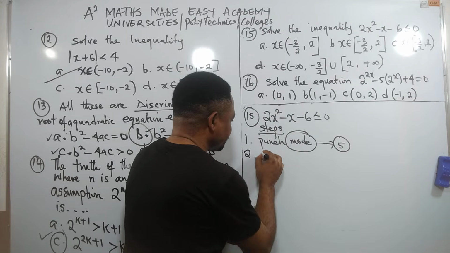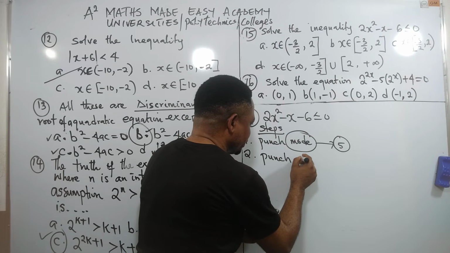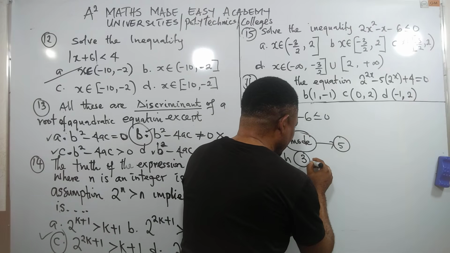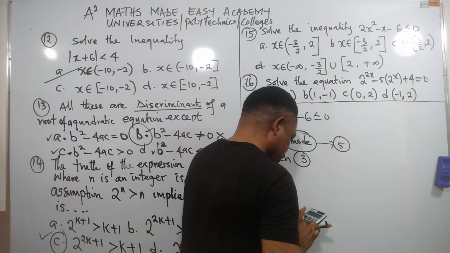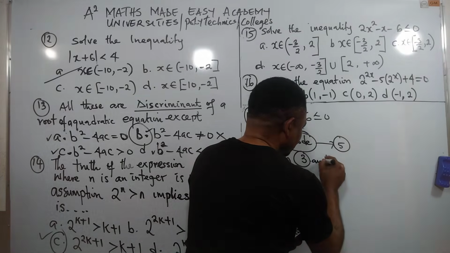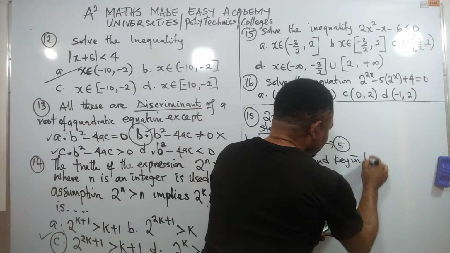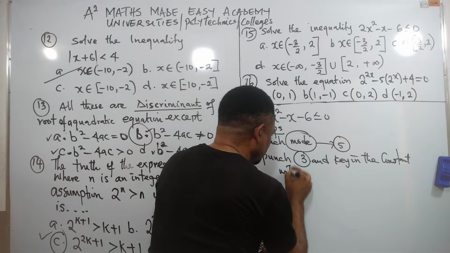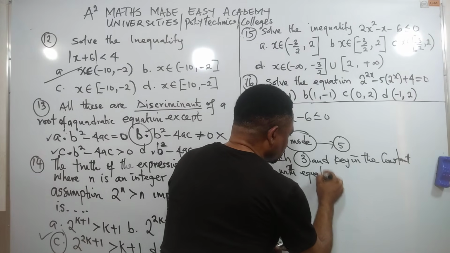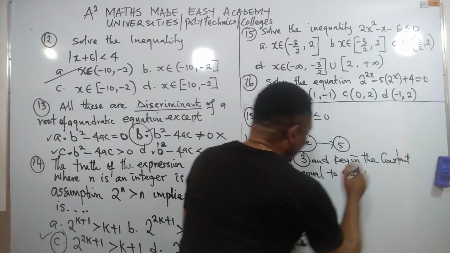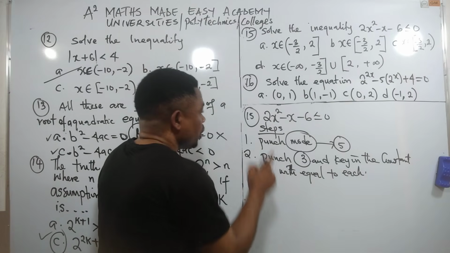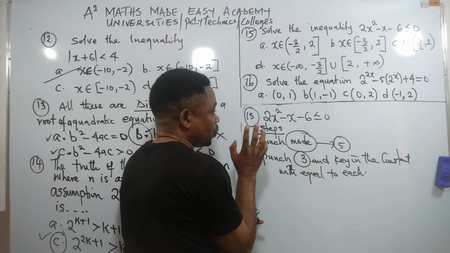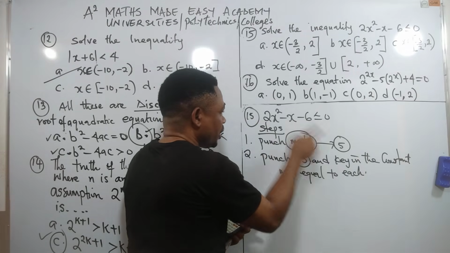You now punch 3. What did I say? Punch 3. And that is the quadratic constant. Once you punch 3, it will navigate to quadratic equation. Then what you should do, you punch 3 equal to.